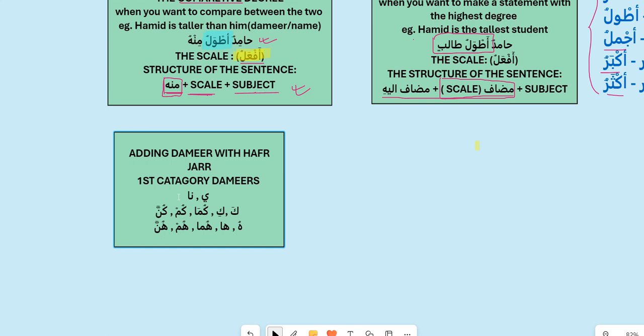The damirs that attach with harf jar are these kind of damirs. So you will come across these damirs all throughout the lesson. So let's check the next topic now, the last topic. The last topic in this lesson you are going to learn is about sisters of Inna.